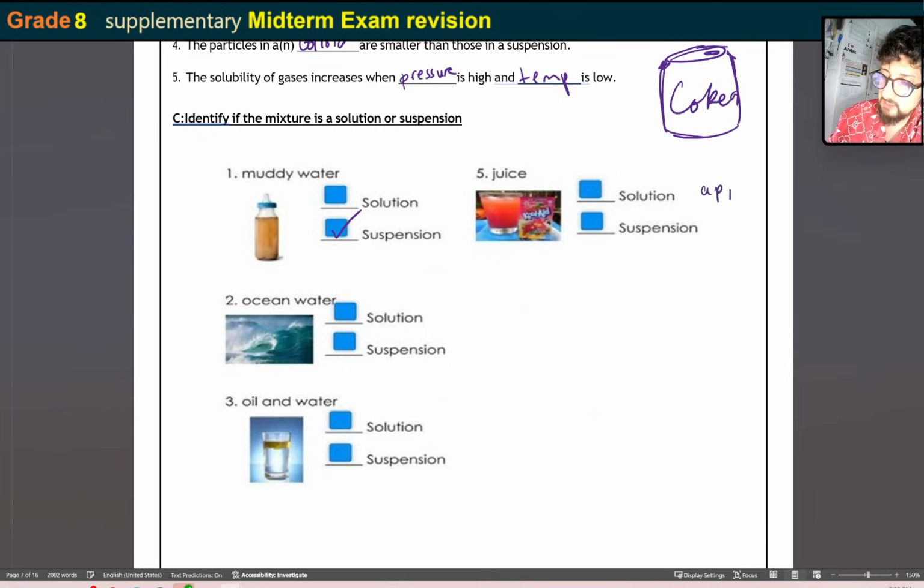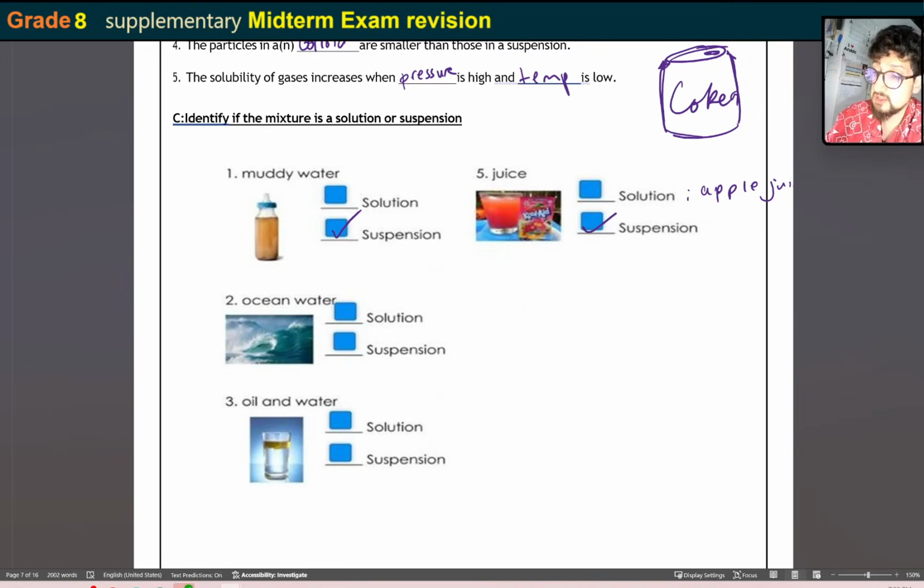Things like apple juice, for example. Apple juice is a solution, right? Because it's very, very clear. You can see right through it. But for the most part, juices are either suspensions or colloids, especially if it contains pulp. If it's like orange juice with the pulp, like that California brand, if you leave it for a while and the pulp separates from the rest of the juice, then it's a suspension.